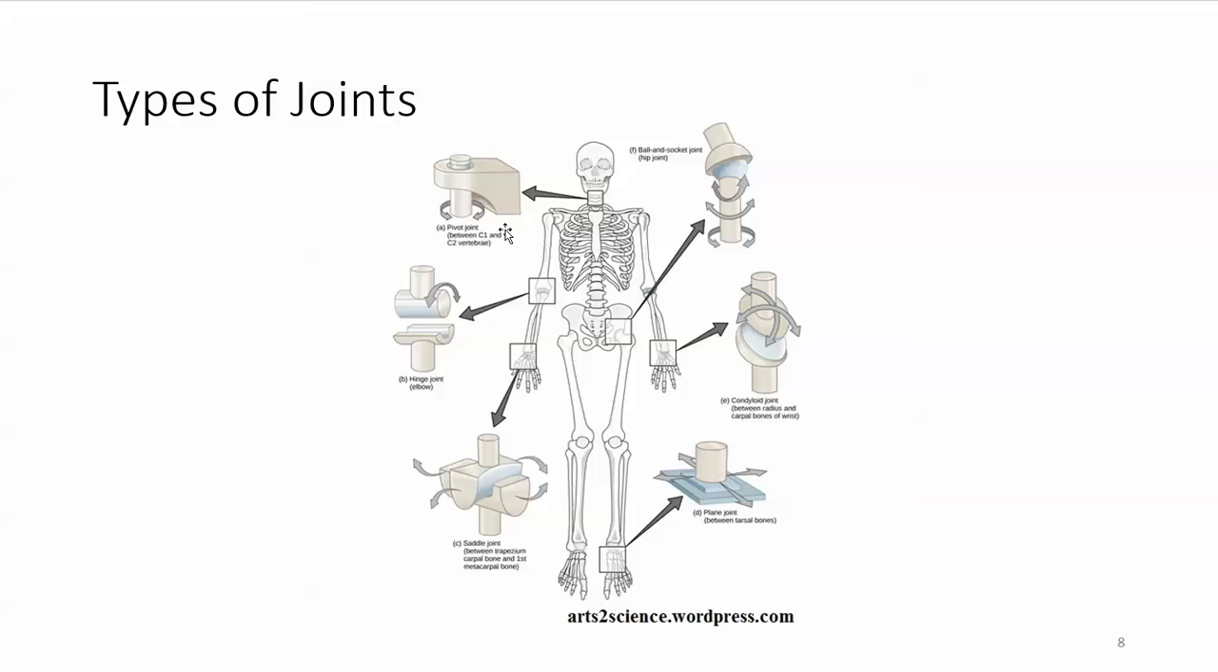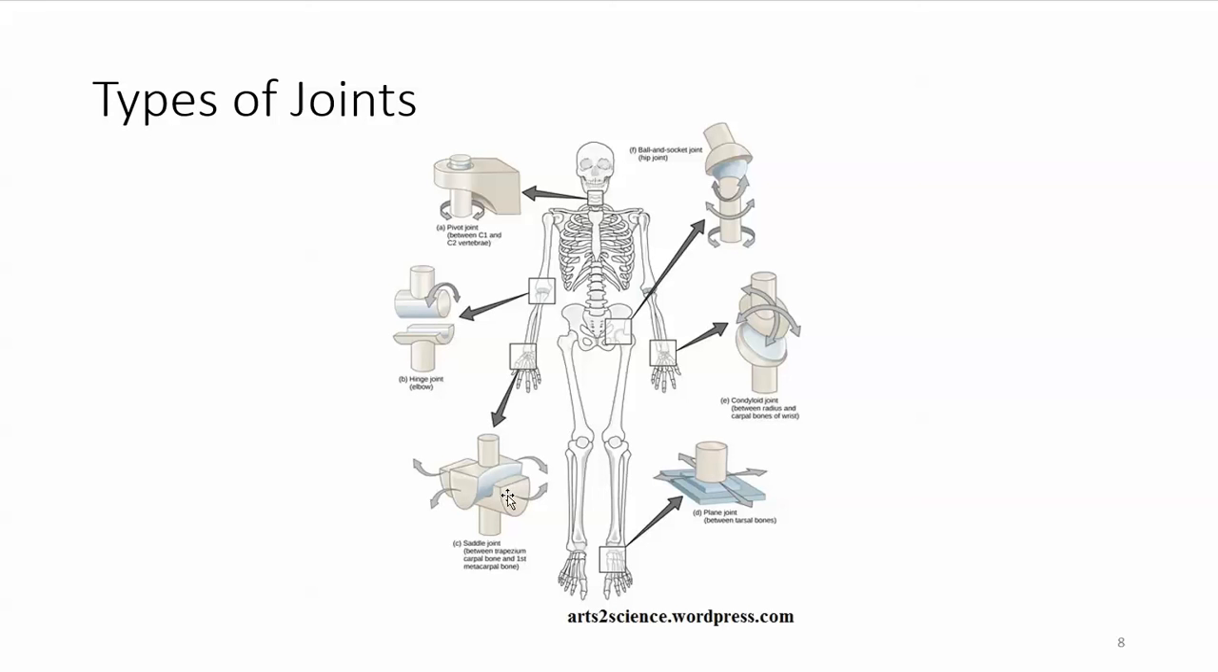Here's the pivot joint. One bone rotates around another. You'll see that in the atlantoaxial joint, where the proximal and distal radioulnar joints. Okay. Now, the next one is the hinge joint. Allows flexion and extension in just one plane, similar to a door hinge. You'll find that in the elbow between the humerus and ulna, the ankle tibia, and fibula and talus.